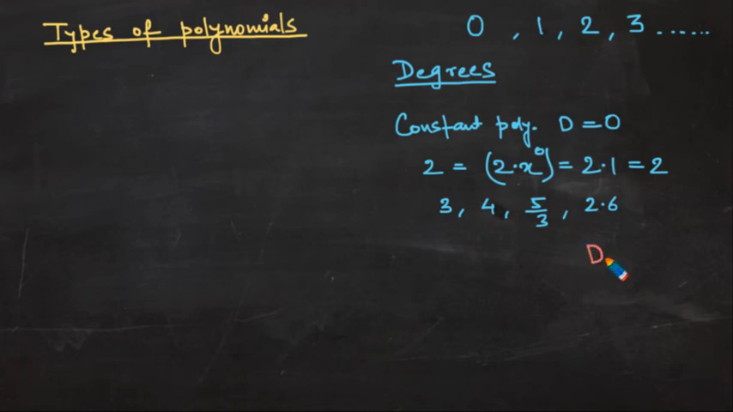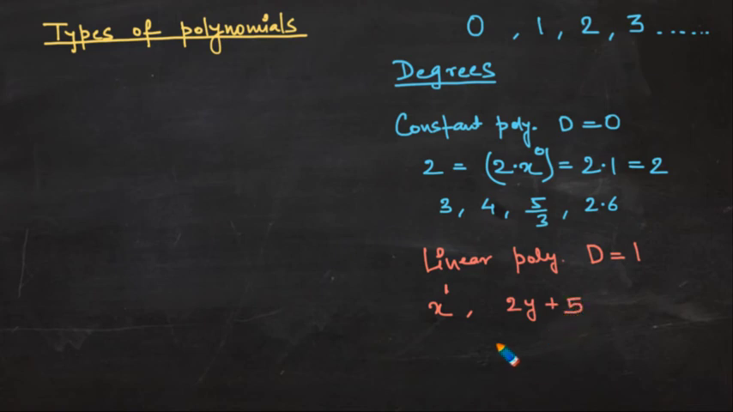When the degree is equal to 1, this is called a linear polynomial. For example, x is a linear polynomial because the degree here is 1. Similarly, let's say we have 2y plus 5. Here the power of the variable y is 1, and here we don't have any variable, so we can write this as 5 times y to the power 0, but the degree of this polynomial would be equal to 1, hence this would be a linear polynomial.